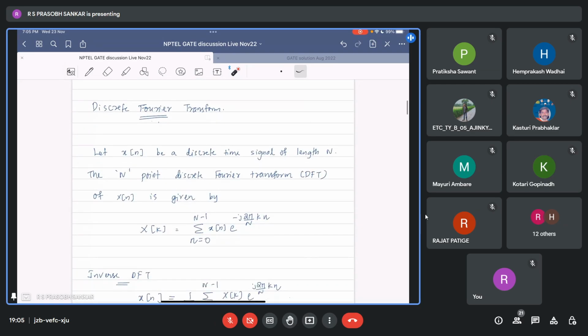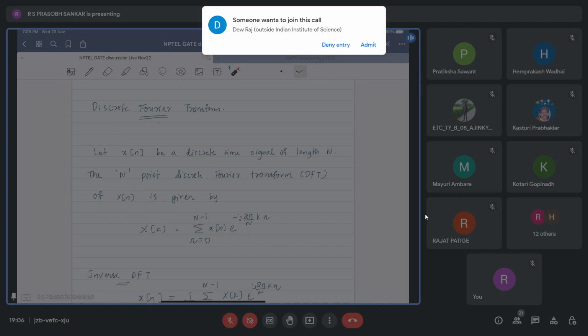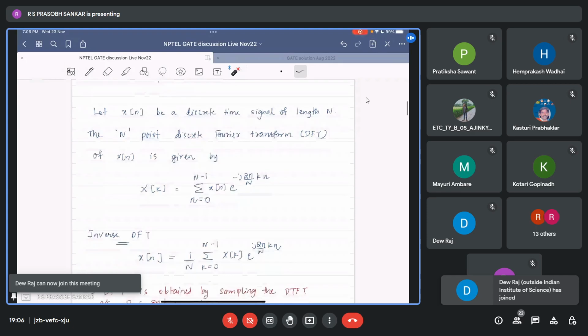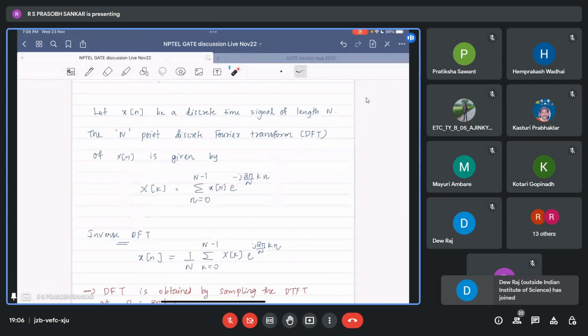Now we see what a DFT is. It's the discrete Fourier transform. So what exactly is the DFT? Let x of n be a discrete time signal of length N. Now the N point DFT is given by X of k, which is the summation n equal to 0 to N minus 1 of x of n e raised to minus j 2 pi by N kn. Now here again, just like before, this is the forward equation: given x of n, how do you get X of k? The point to note is that this is very similar to the DTFT, but there's a small difference.